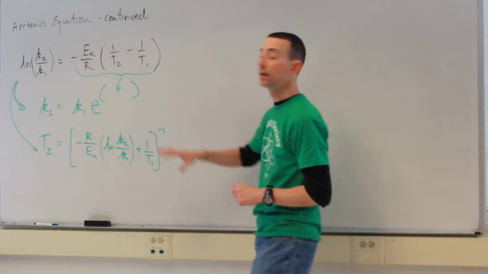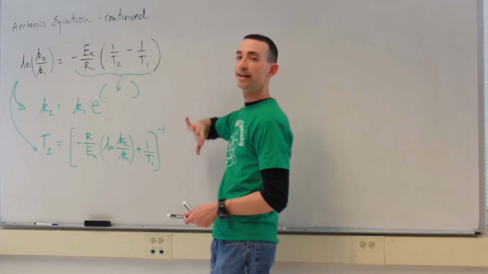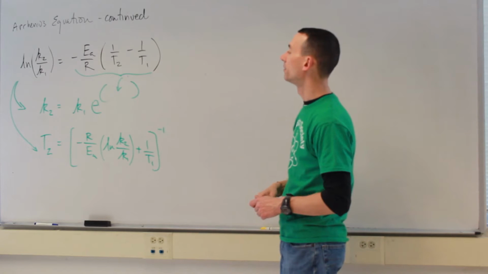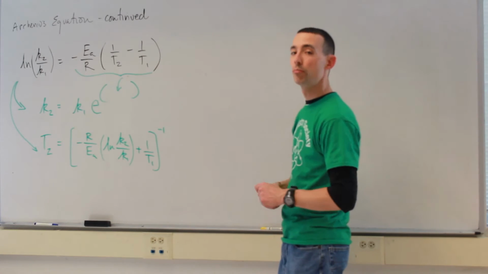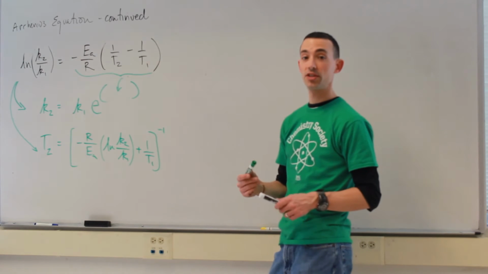So I've rewritten the 2-point version of it. So when we know 2 rate constants and their accompanying temperatures, for example, or actually if we don't know both rate constants and both temperatures, that's what we can use the equation to do.